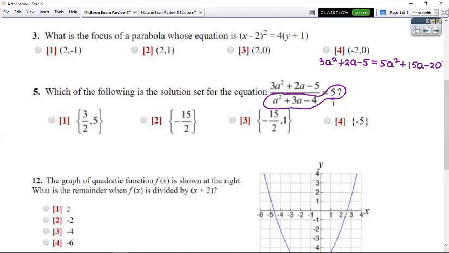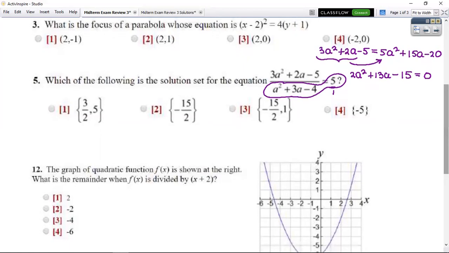When you have a squared, what do we want this equal to? 0. So you're going to take these terms and shift them over to this side. Okay, so I have 5a squared minus 3a squared, which is 2a squared. I have 15a minus 2a, which would be 13a. And I have negative 20 plus 5, which would be negative 15, equals 0. So that helps a ton. Now from here, what you're going to do is see if this does AC factoring. So you would multiply to be negative 30 and add to 13.